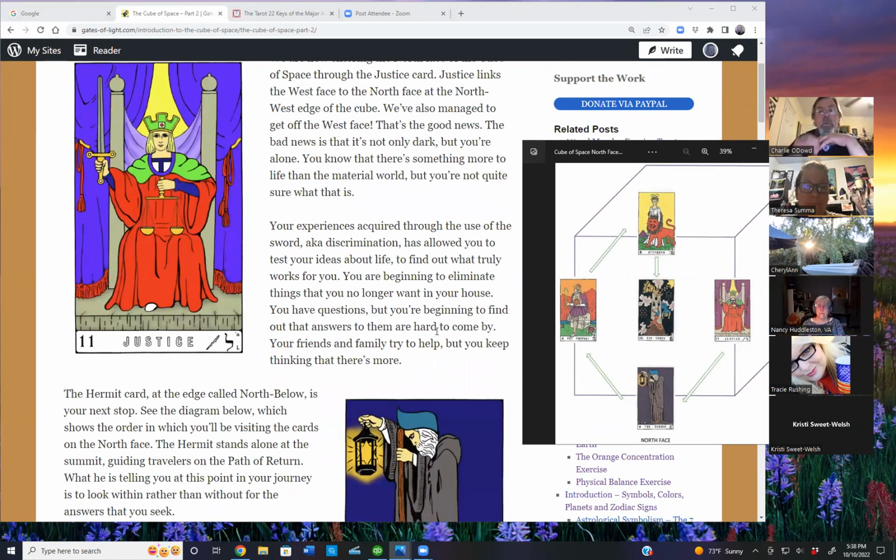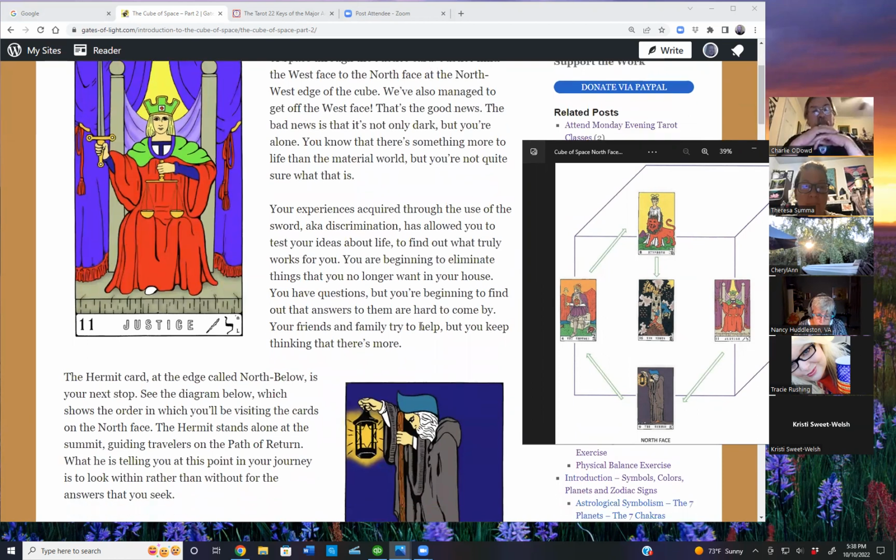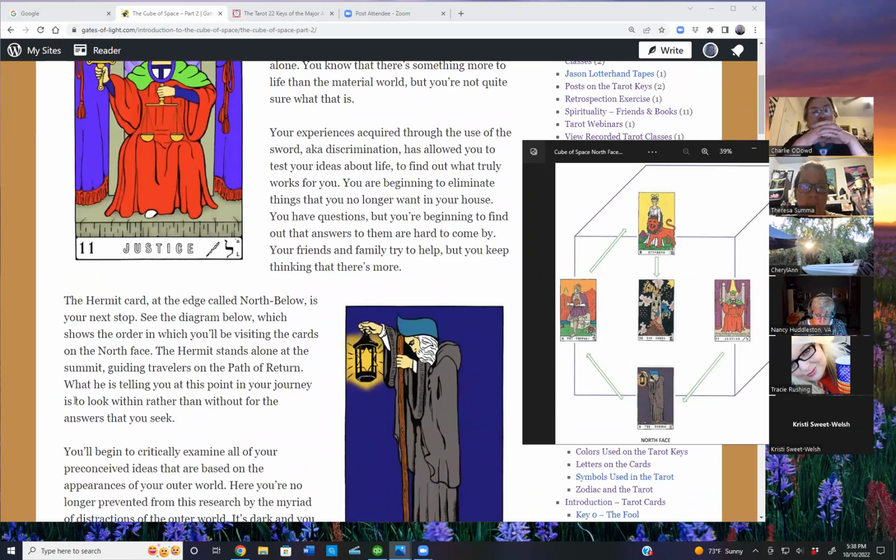You are beginning to eliminate things you no longer want in your house. The Hermit card. So here's where you're coming in the door. See the arrows, they go down. Now this is a different circle. Over here, up here, and then you end up in the center. So that's going to be a little tricky. So how do you get off the face from the center? We will talk about that.